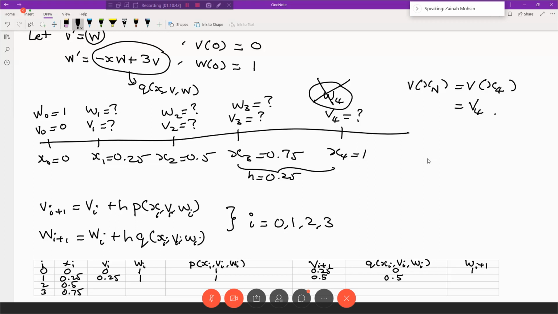Okay, what is W2? 1.125. So here becomes 0.5, here becomes 1.125, here also 1.125. Okay, proceed. Get your V3.